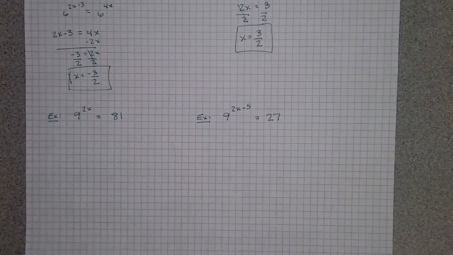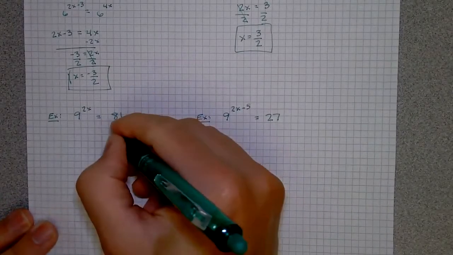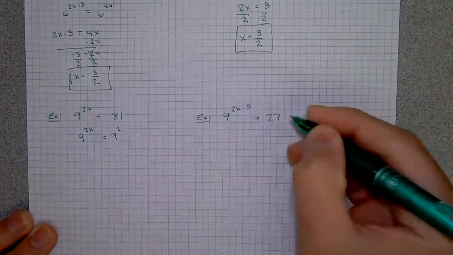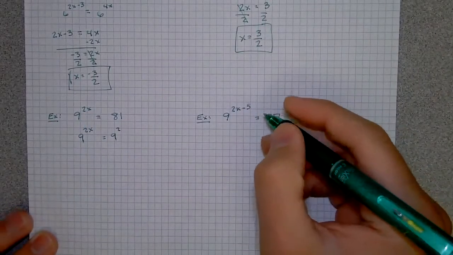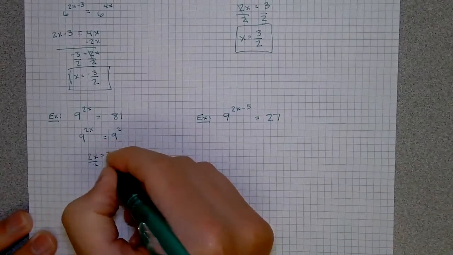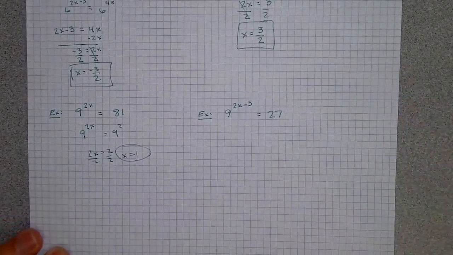All right, so the first one, pretty simple. Got to change 81 to be a base 9. So I get 9 squared. So 9 to the 2x equals 9 squared. So 2x equals 2. Divide by 2, x is just equal to 1.